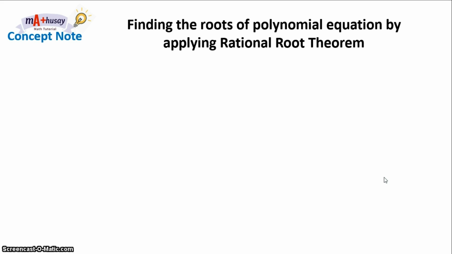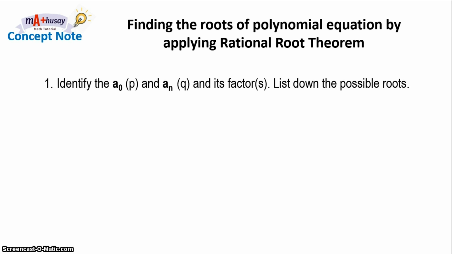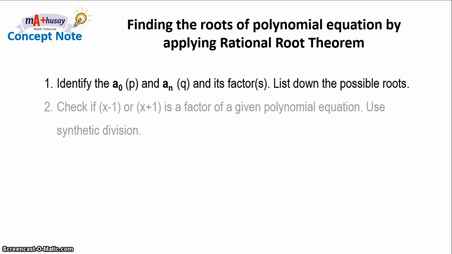So, in finding the roots of the polynomial equation by applying the rational root theorem, we have these steps. First, we have to identify a sub 0 and a sub n and their factors. So, we have to identify p and q and list down all the possible roots.